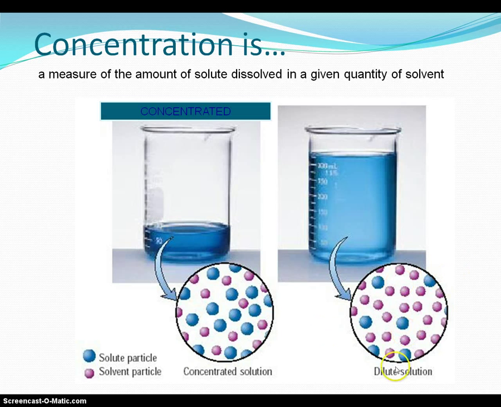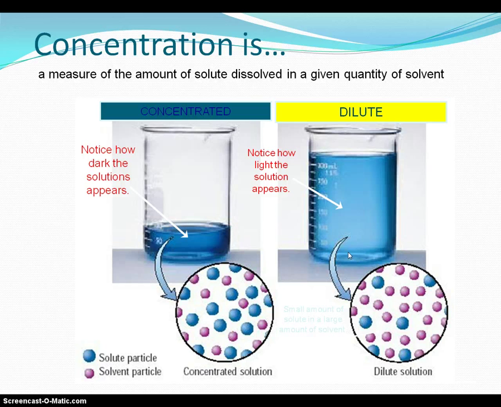Whereas over here, you can see that there are fewer blue solute particles per unit solvent. So that would be considered a dilute solution. And just by looking at them, their appearance is different. Here, this is a lot darker, so it is more concentrated, and this one is a lot lighter, so it's dilute. So we can visually distinguish that, but it is a measure of solute per solvent particle.